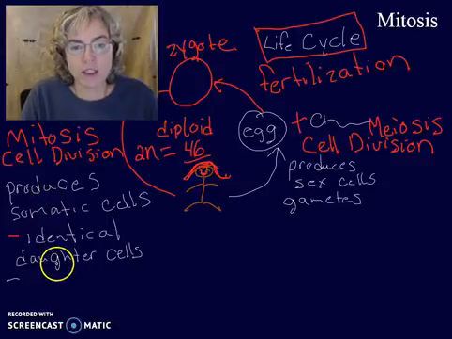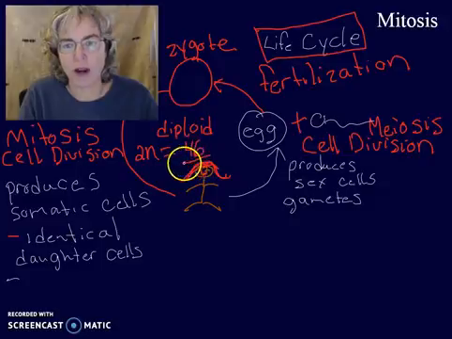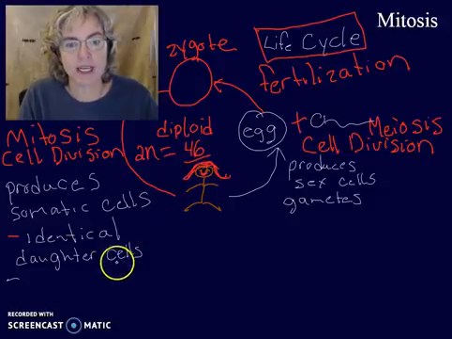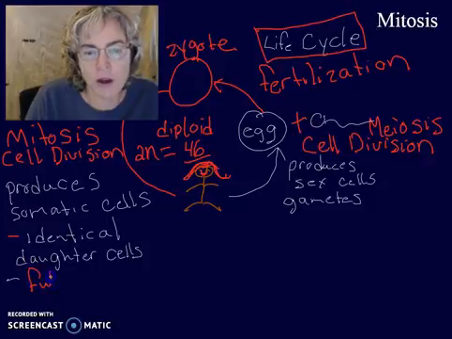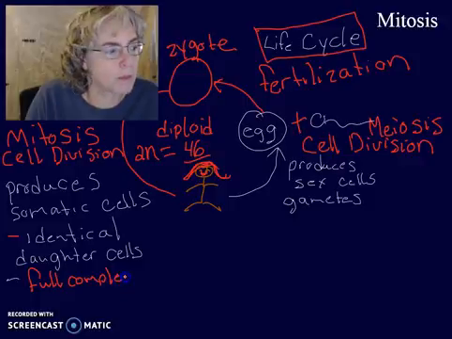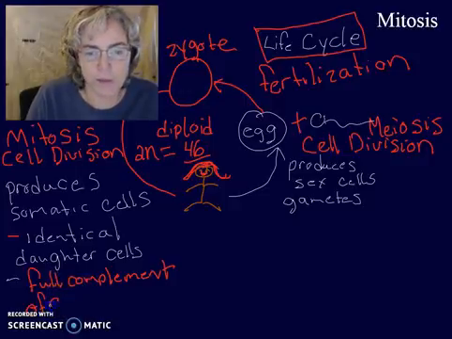So when you go through mitosis, the cells that go through mitosis, they want to be identical. You want to have 46 chromosomes in each one. So you have a full complement of chromosomes.